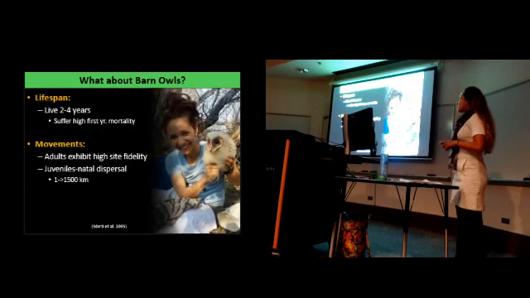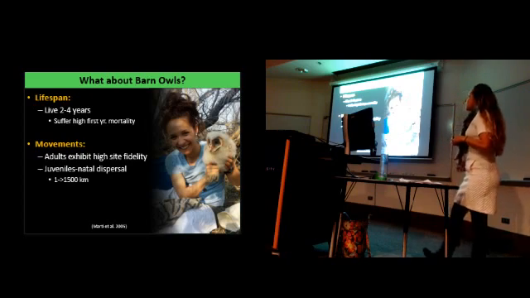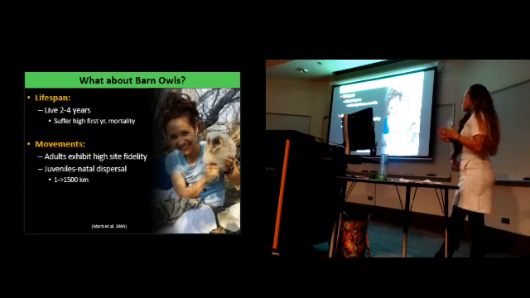Barn owls are relatively short-lived in the wild. They only live about 2 to 4 years as adults, and they have extremely high first-year mortality. Juvenile mortality is on the order of 65 to 75% that do not survive their first year of life. And the juvenile survival rate is actually the most critical life history parameter for the population health of barn owls.